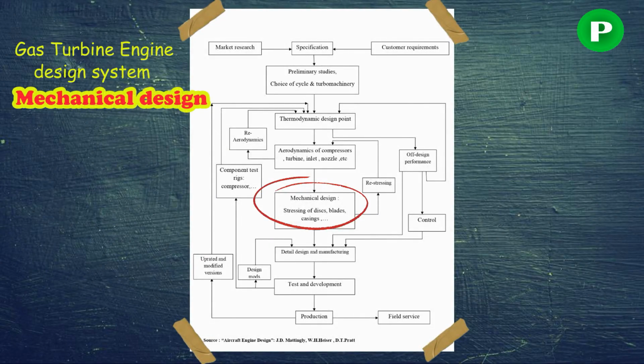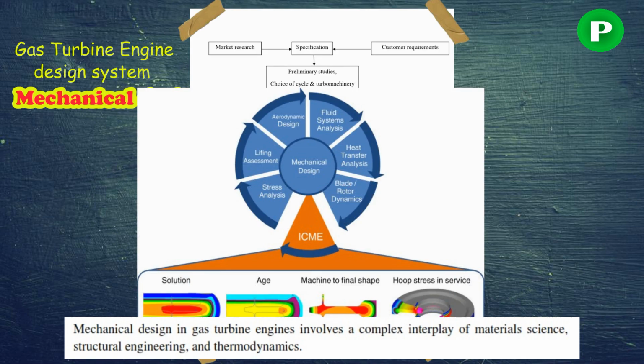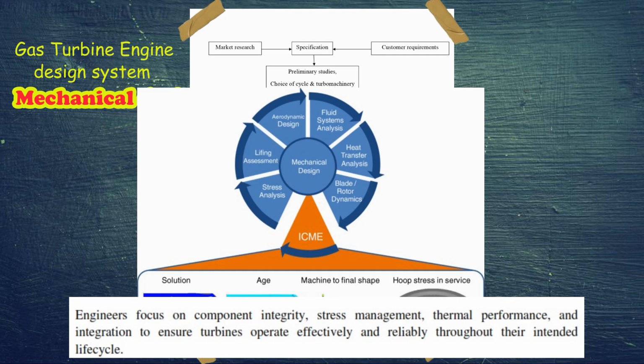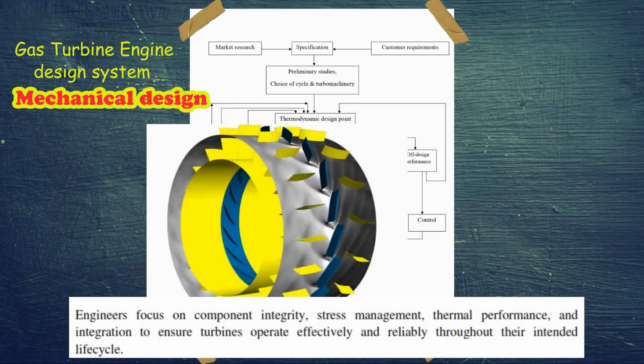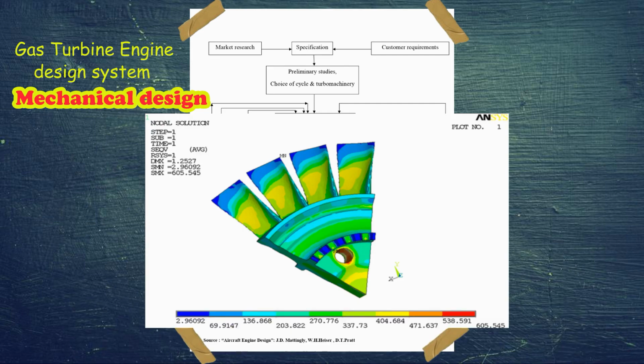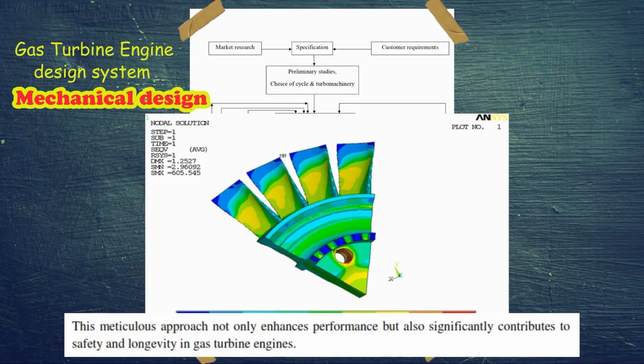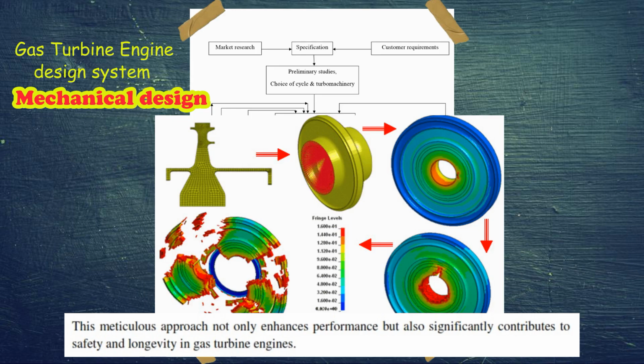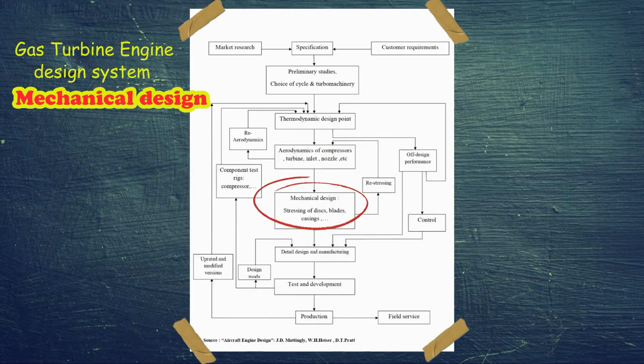Mechanical design. Mechanical design in gas turbine engines involves a complex interplay of material science, structural engineering, and thermodynamics. Engineers focus on component integrity, stress management, thermal performance, and integration to ensure turbines operate effectively and reliably through their intended life cycle. This meticulous approach not only enhances performance but also significantly contributes to safety and longevity in gas turbine engines.